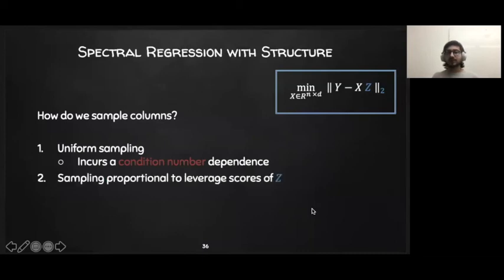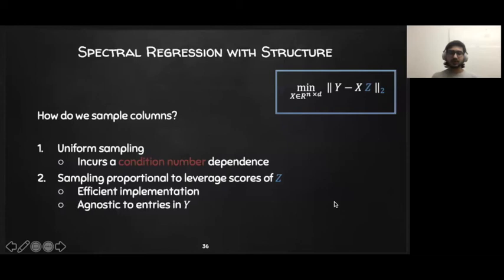Okay, instead, we will sample the columns of Y proportional to the leverage scores of Z. Since we assumed that Z had orthonormal rows to begin with, the leverage scores of Z are simply the column norms of Z, and these can be computed efficiently. Further, observe our sampling process is completely agnostic to the entries in Y.